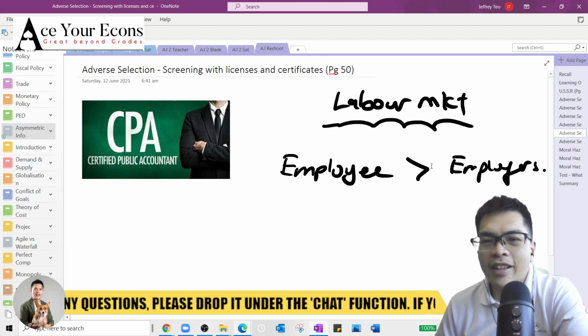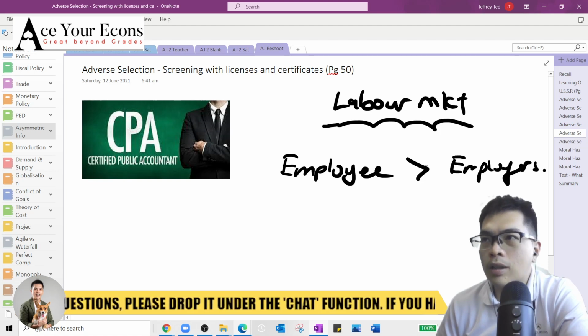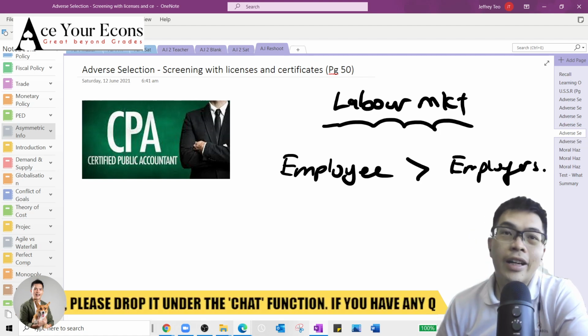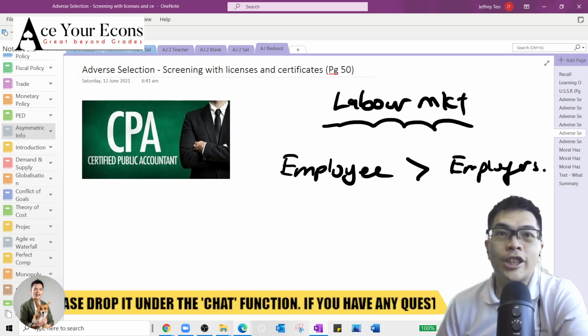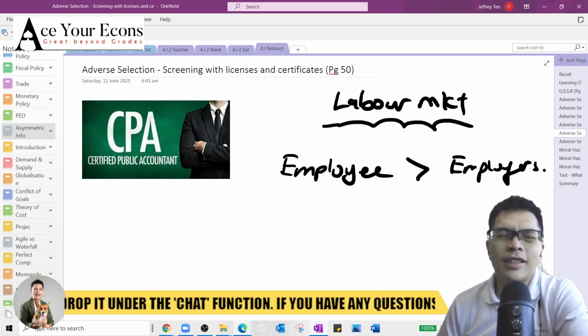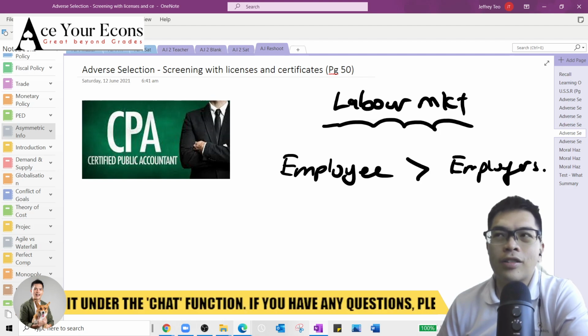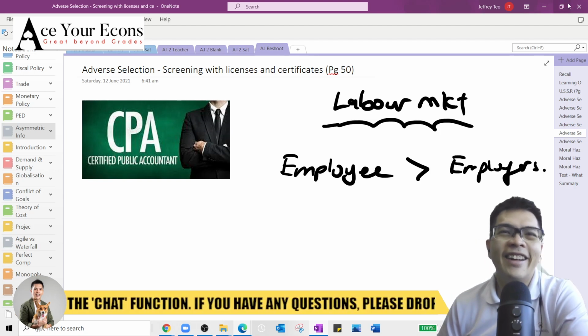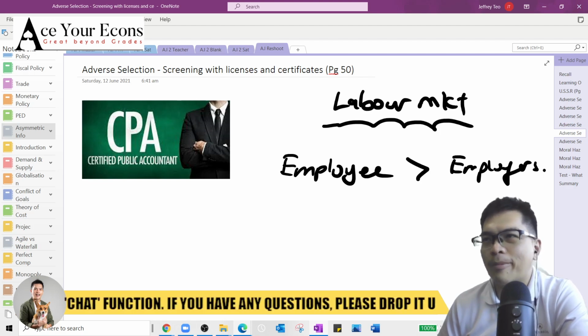Okay, so what is one downside about this policy? They can send fixers. You see that a lot of the so-called foreign talents will send a fake transcript and get a high paying job.